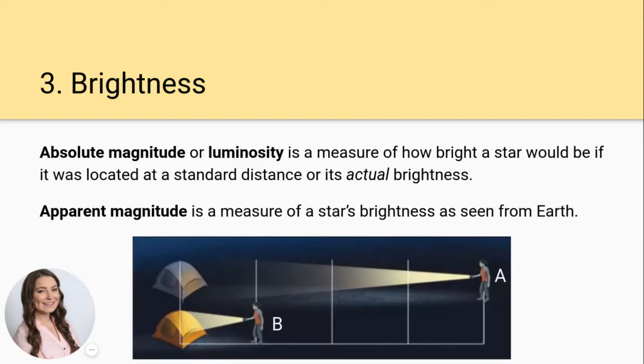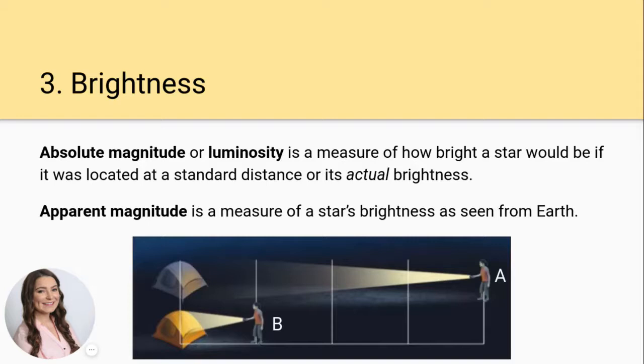Next, let's talk brightness. Some stars appear brighter than others in the night sky. However, one may appear brighter simply because it's closer to Earth. Absolute magnitude or luminosity is a measure of how bright a star would be if it was located at a standard distance, or its actual brightness. Apparent magnitude is a measure of a star's brightness as seen from Earth. This can be affected by both its absolute magnitude and its distance from Earth. I have my favorite graphic below to explain this.